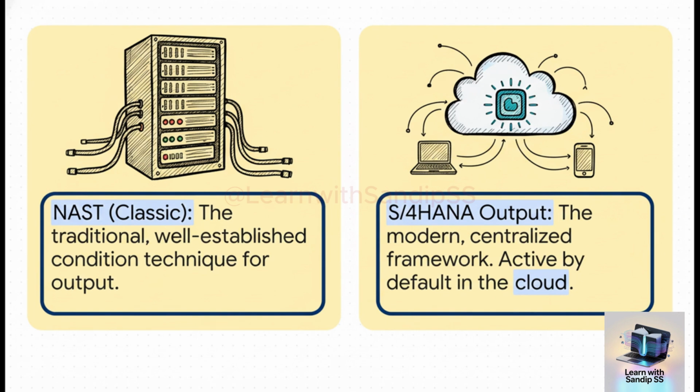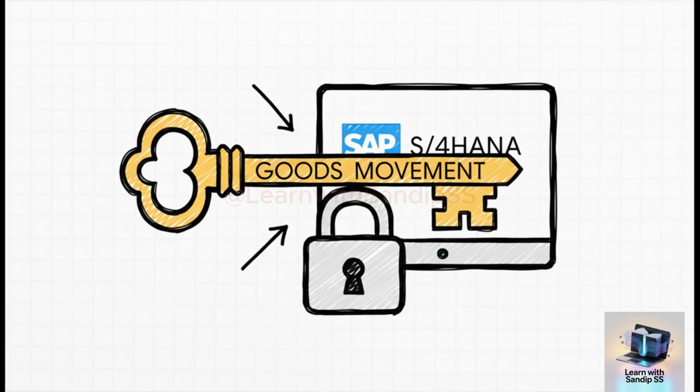On the right, you have the new S4HANA Output Management. The big difference here? It's modern, it's all in one central place, and it was built for the cloud. And here's the kicker: for cloud versions of S4HANA, this new way is the default. It's the future. So if you're going to configure outputs for inventory in S4HANA with this new framework, this right here is the golden key. The technical name you have to remember is application object type GOODS_MOVEMENT. This is what you'll pick in the configuration to manage all your rules for goods receipt slips, emails, you name it. Seriously, write that down, remember it.